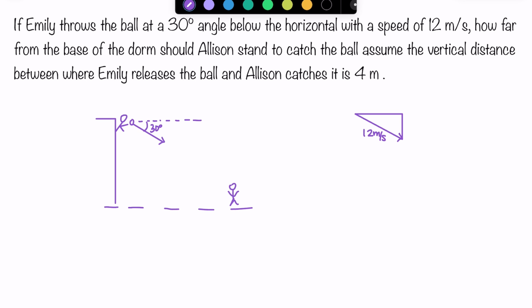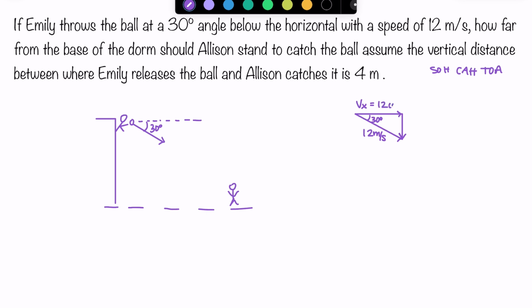The edges of the triangle are the components, and they have to fit tip to tail to meet the resultant vector. So we can see that our x component is going to be positive. Let's put the 30 degrees right there. That's going to be on our adjacent side. So from SOHCAHTOA, the one that goes with hypotenuse and adjacent is cosine.